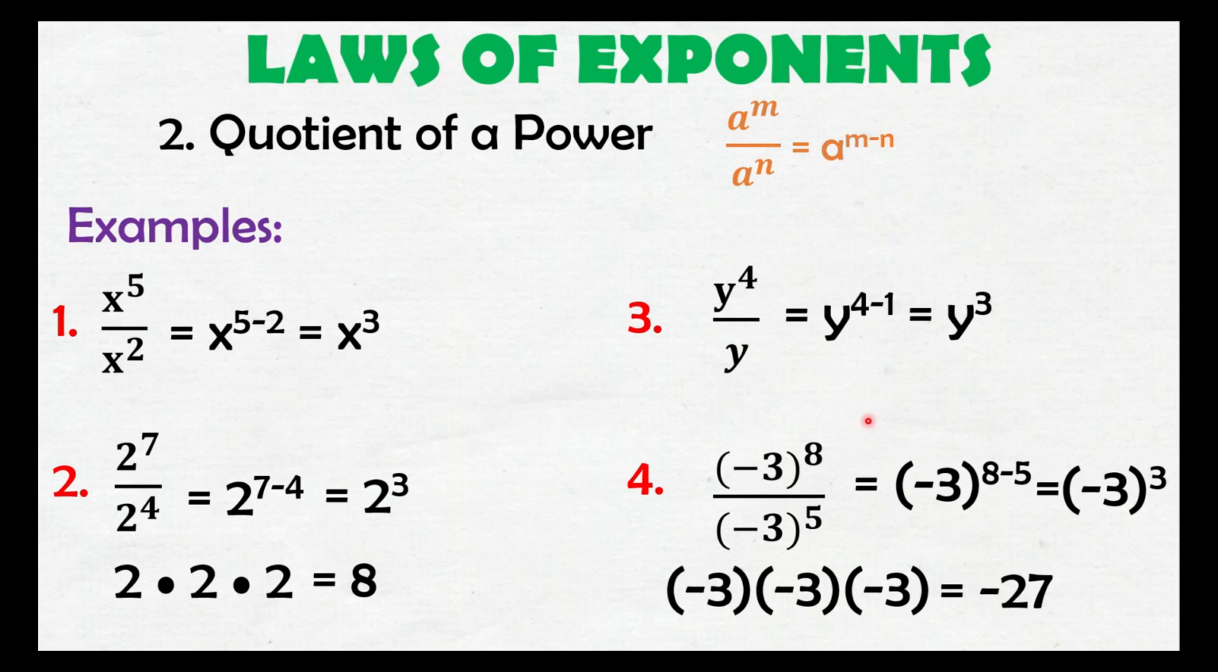Our answer is negative 27. So, negative 3 times negative 3, that is positive 9. And positive 9 times negative 3, that is negative 27.